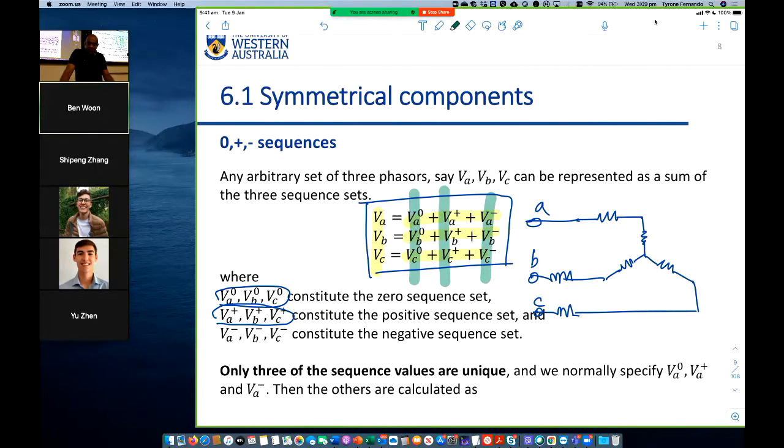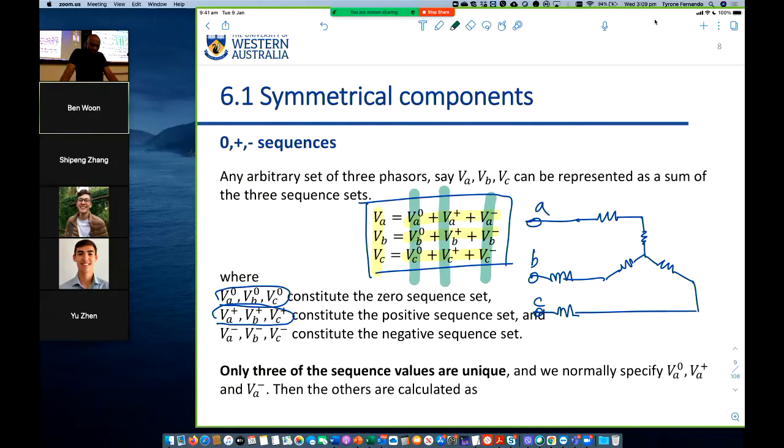And the negative sequence, again, identical magnitudes, differ only by the phase angle. VB minus in this case, instead of lagging VA minus by 120, is actually in front of VA minus by 120 degrees. And so is VC minus in front of VB minus by 120 degrees, right?